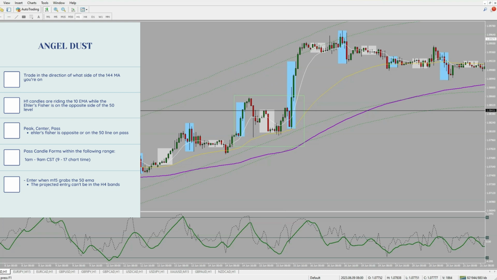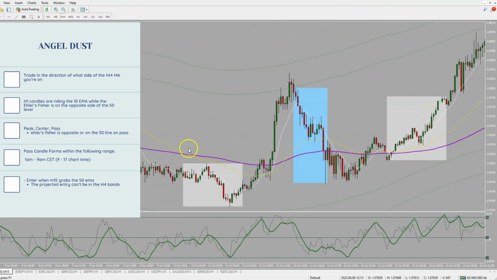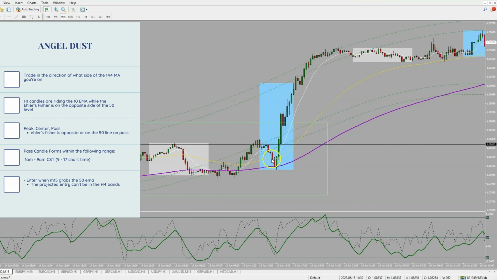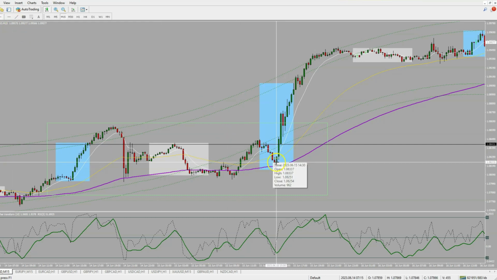Cool. All we've got to do now is go down to the 15-minute time frame. You wait on price to come down, grab the 50 EMA. You get in the trade under the 50 EMA on the 15-minute time frame. You ride that out. That's over a 100 pip day.